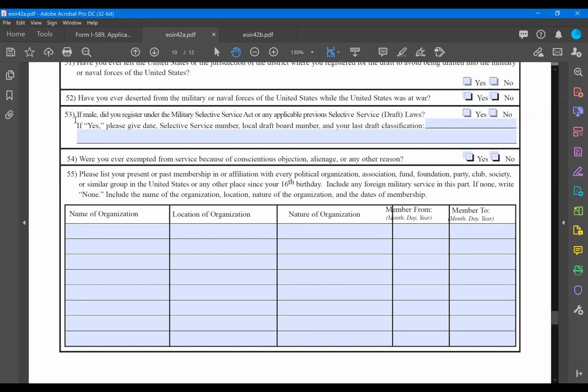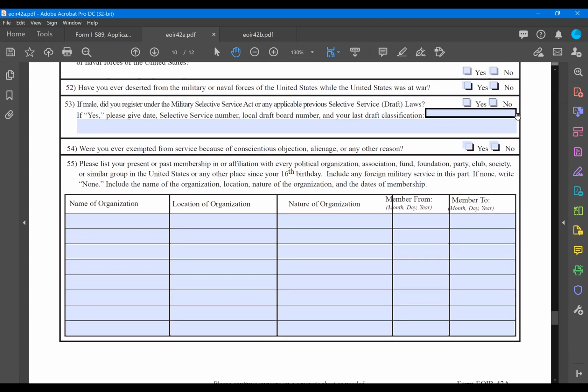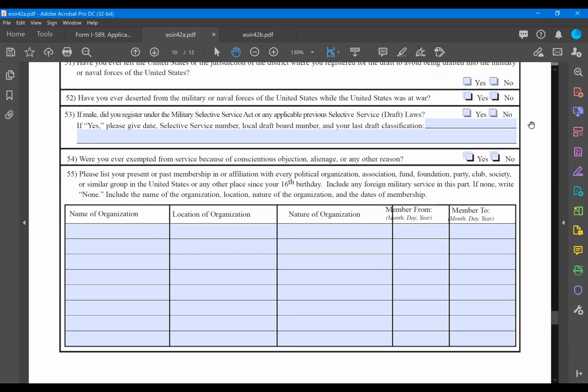53 is important. For males who were here between the ages of 18 and 26, they were supposed to register for the Selective Service or the draft. Most people did not know that. For people who are already in their 30s or 40s, they're already beyond that age. They may not have done it. That's okay. Just mark no and explain that they did not know it was a requirement. I didn't know it was a requirement until I started doing this. There's no reason most people would know that, especially if they have no status.